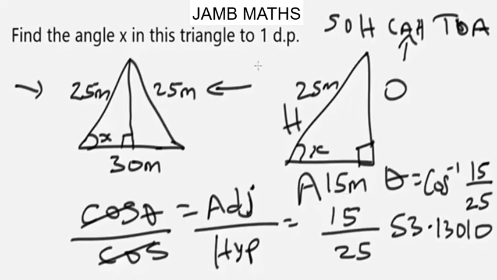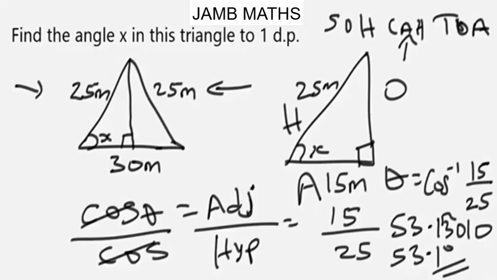So since we are asked to leave it to one decimal place, this 3 after the 1 is not up to 5, so you will not approximate this 1 up. So the answer will be 53.1 degrees. Alright, so that will be the answer to this question. It's as simple as that, guys. Now let me wipe this and give you guys a practice question on trigonometry, so you can do it yourself and see if you have understood this topic.